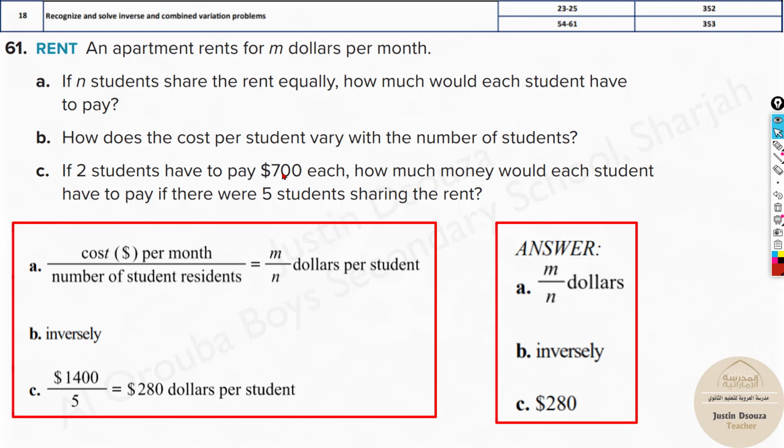And if two students have to pay 700 each, okay, how much would each of the students have to pay if there were five students sharing the rent? Now they have told two students are paying 700, means what's the total rent? It will be 1400. Don't write 700 here, but because two students are paying 700 each, so total would be 1400. Now if five students are sharing, it'll be 1400 divided by 5, that is $280 per student. So that's how we do it.